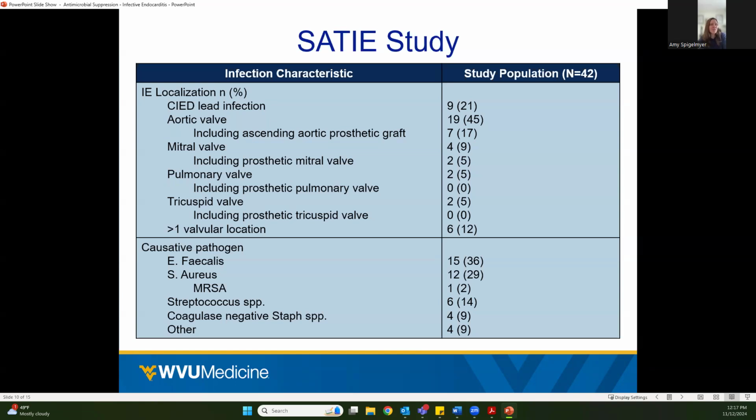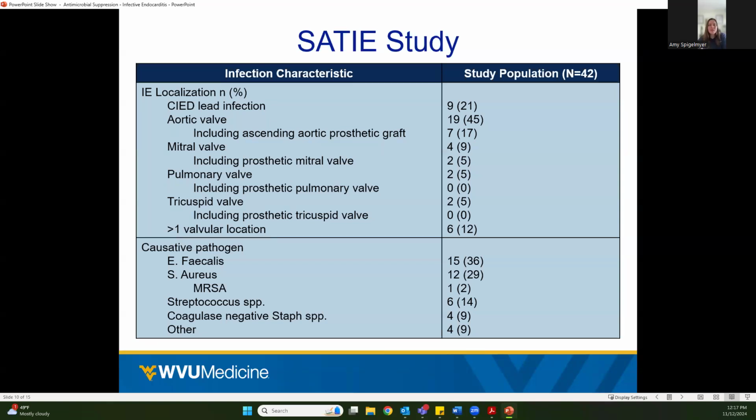And then from a causative pathogen standpoint, E. faecalis and Staph aureus were the most common, but only one patient had MRSA. 14% had strep. A smaller patient population had coagulase negative staph, and then 9% had other involvement.